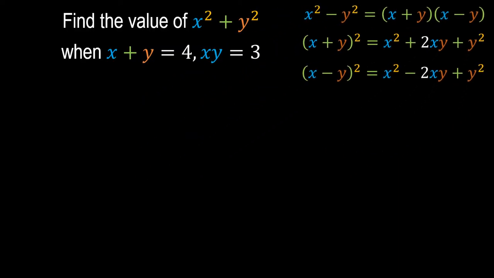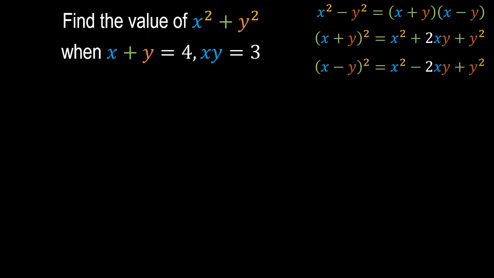Starting with the first question, you are supposed to find the value of x squared plus y squared, and you are given x plus y and xy. Okay, so the data is here. Now you need to search the identities for the one that offers all of these terms. In which identity do you have x squared, y squared, x plus y and xy?